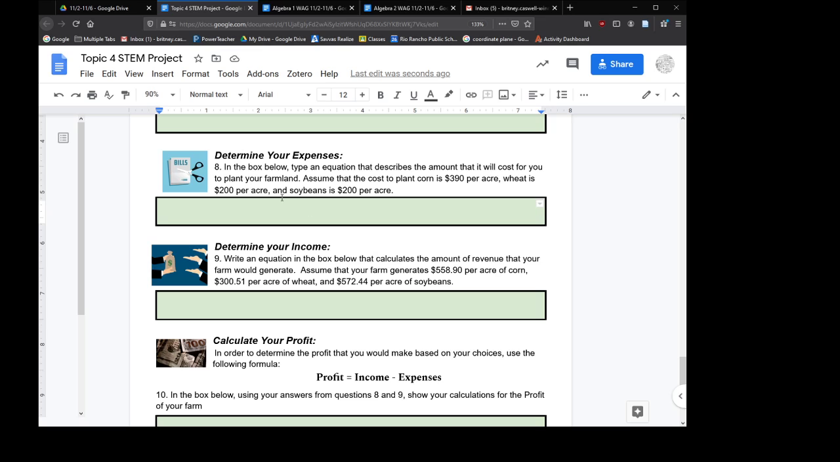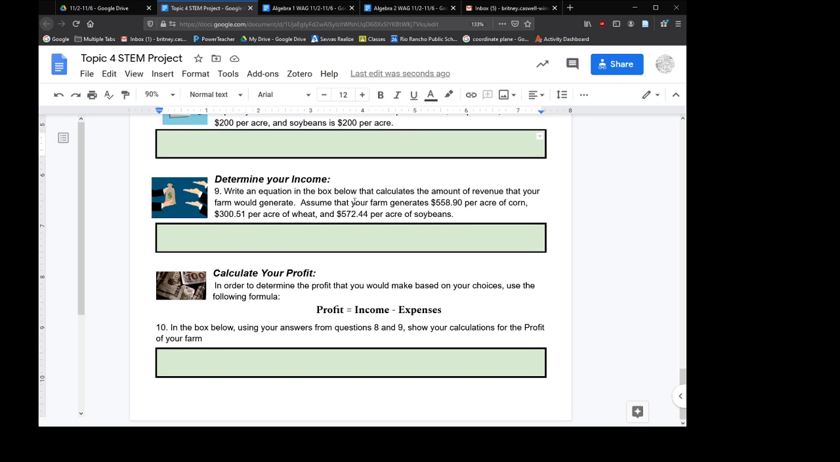Alright, now here in number 8 you're supposed to type in an equation where you're calculating the cost it's going to take for you to plant your farmland. We give you the cost per acre, so you can do that.